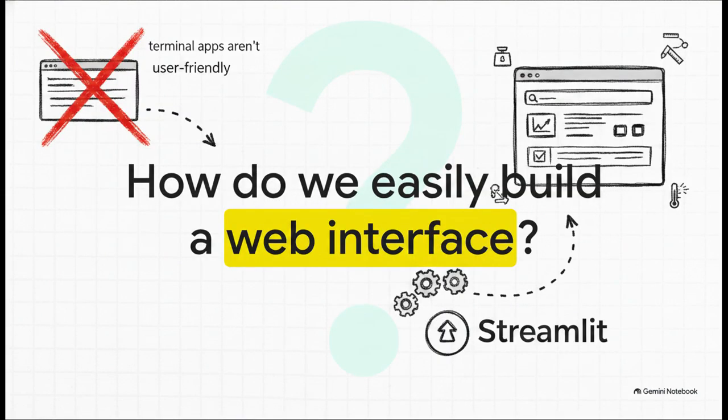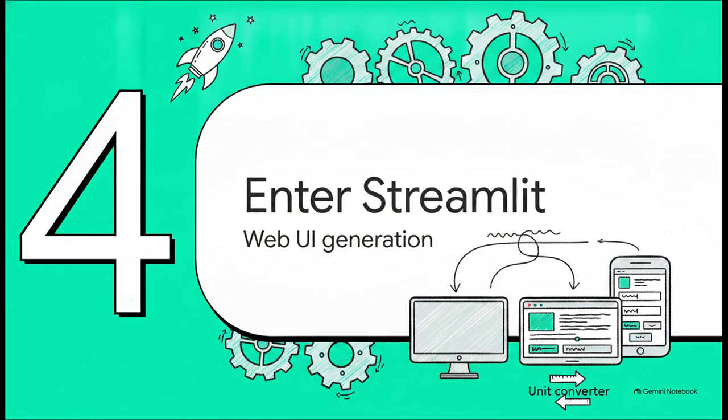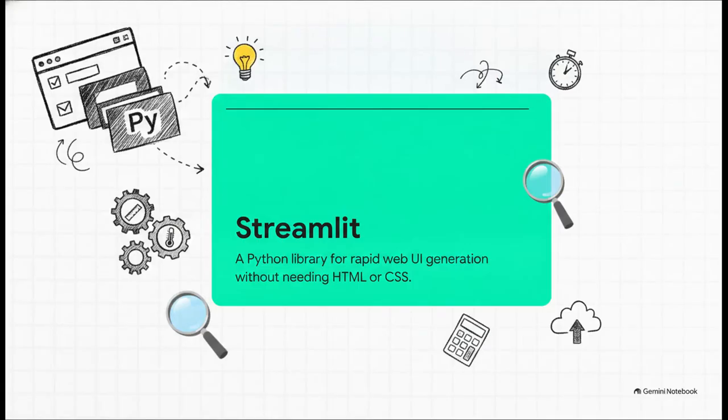But here's the thing. Terminal apps are great for testing, but let's be real, they aren't exactly user-friendly for everyday folks. So the big question is, how on earth do we take this clunky console script and transform it into a polished, modern web app? Section 4, Enter Streamlit, Web UI. Enter the absolute hero of this whole process, Streamlit. If you haven't used it, it's an incredible Python library built specifically for rapid UI generation. And the best part? You literally don't need to touch a single line of HTML, CSS, or JavaScript. It takes your standard Python script and spins it up into a beautiful, shareable web app in just a matter of minutes. It's a total game changer.